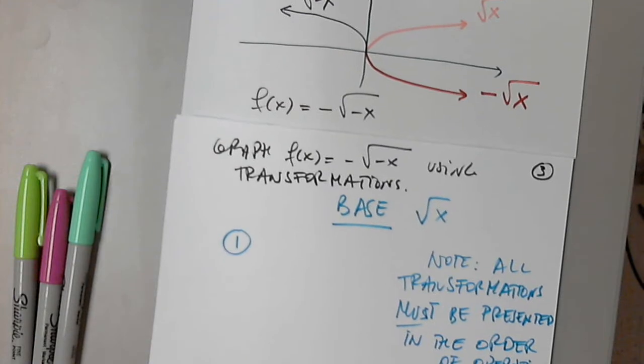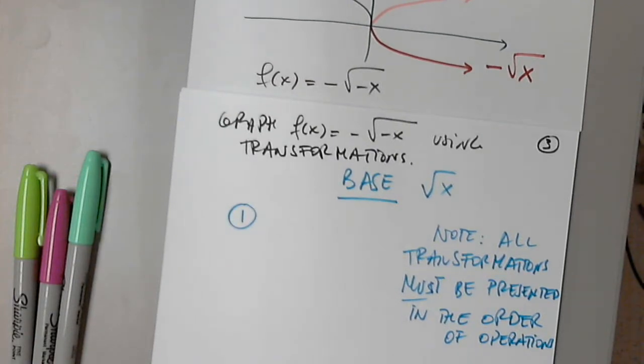All transformations must be presented in the order of transformations. Okay, so now wait a minute, what does that mean? If you give me this function and you ask me to evaluate it for -9, here's what I have to do first. I have to go inside the function, replace x by -9, multiply by -1, and then when I'm done, and I take the square root, then I multiply by -1. So that's the correct order of operations.